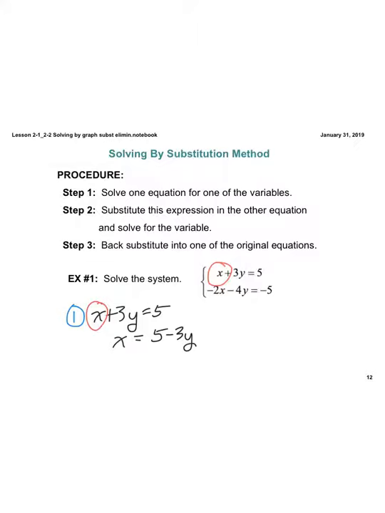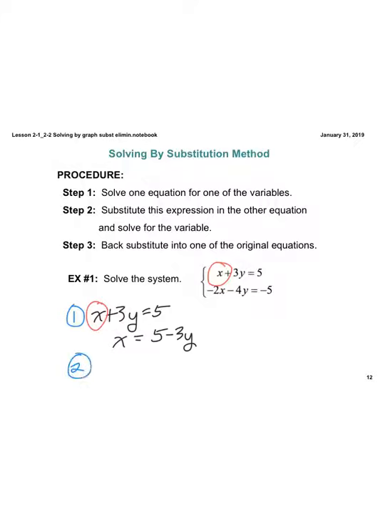Then your second step says substitute this expression, that's this new expression here, into the other equation and solve for the variable. So because I used this equation, I have to take this and substitute it into the other equation's x, because that's what it says, x equals this value. And we're trying to find where this x and this x are equal. So if I solve this equation for x and say it's got a value here of 5 minus 3y, then the other equation's x must also have a value of 5 minus 3y. So that's what we're going to do.